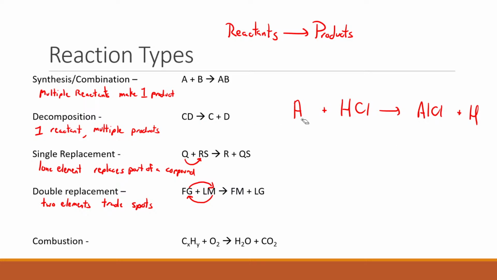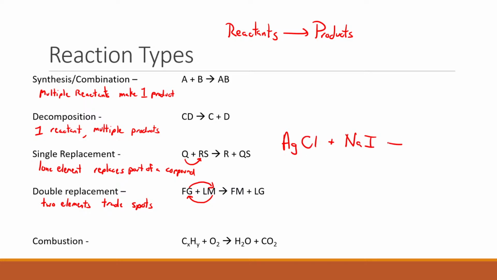Right, this is another thing that we can see with ionic bonding. Here, in this case, the sodium and the silver swapped places. It was silver with the chlorine, now it's sodium with the chlorine. It was sodium with the iodine, now it's silver with the iodine. Right, there were two swaps. There's a trade that occurs here.